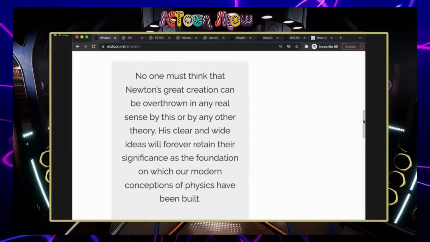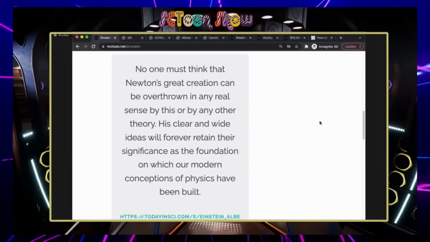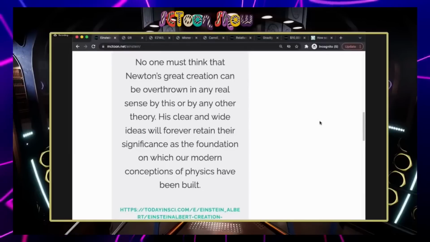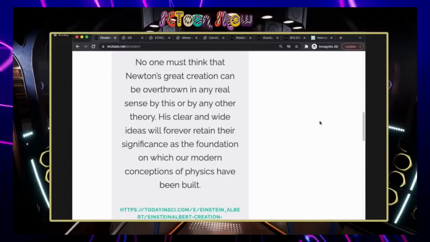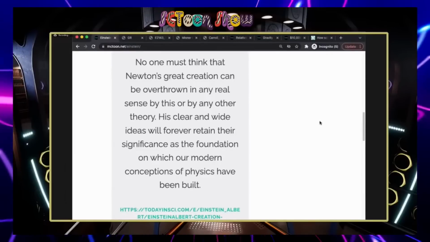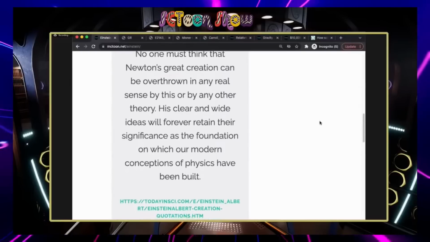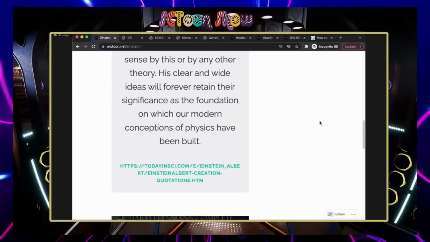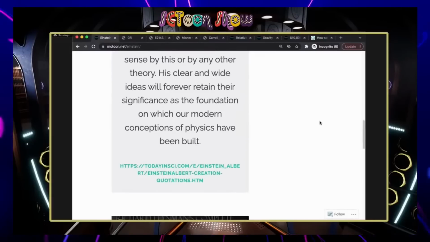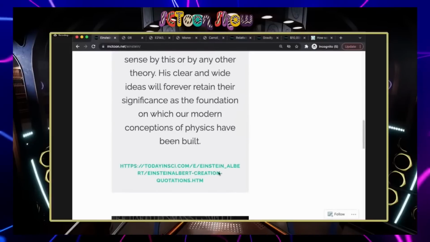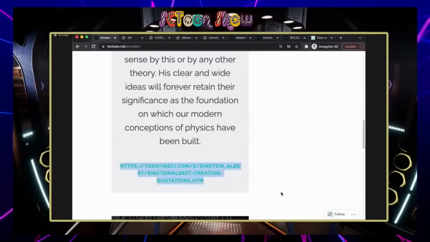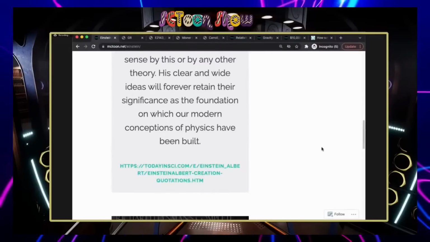First of all, Einstein did not disagree with Newton. Here is a quote from him. No one must think that Newton's great creation can be overthrown in any real sense by this or any other theory. His clear and wide ideas will forever retain their significance as the foundation on which our modern conceptions of physics have been built. And there is the citation there for when he said that.